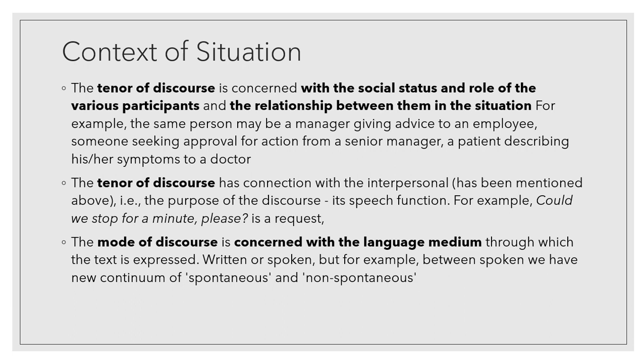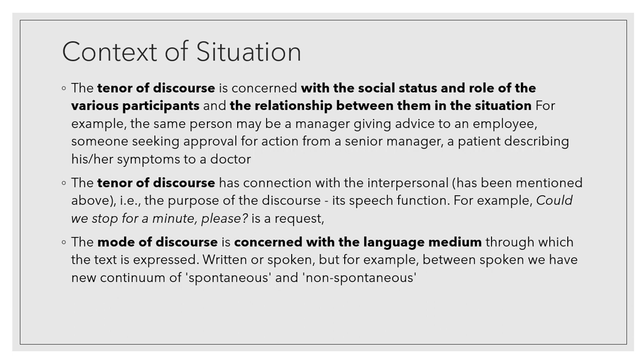And then after you understand the field of it, you are going to identify the tenor of the discourse. Tenor means the social status, the roles of the various participants, and the relationship between them in the situation. So, for example, the same person may be a manager giving advice to an employee or someone seeking approval, and a patient describing his or her symptoms to a doctor will be different. Or talking about the whipped cream, the previous field, you are going to see that it is from someone who knows how to make, for example, dalgona, the famous viral beverage, to someone who doesn't know how to make it.